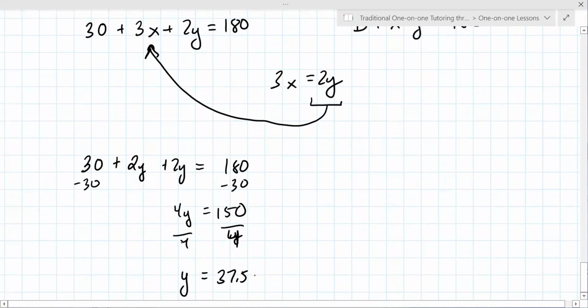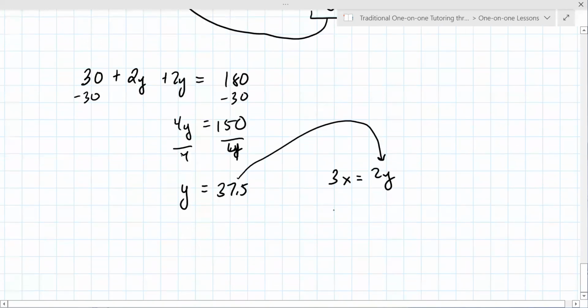But you can use that back in this equation to solve for x. So we have 3x equals 2y. You can take that number and put it in for y. So 3x equals 2 times 37.5, which is 75. And then x equals 25 because you divide both sides by 3.